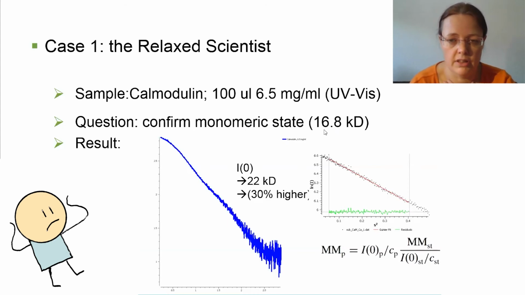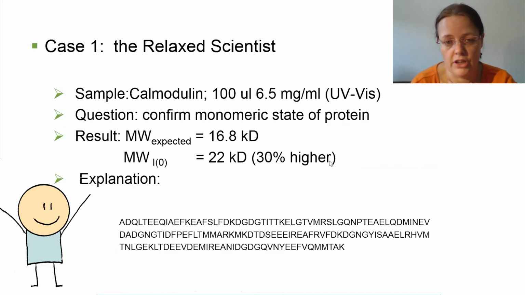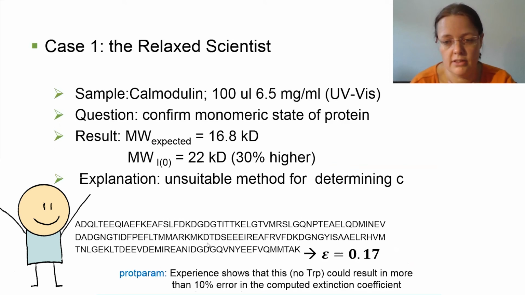So it's not really clear if this is really pure monomeric or maybe a monomer-dimer mixture if you're just looking at these values. And the problem here is that if you're using the I0 value to calculate your molecular weight, you really have to understand your concentration. You have to have a real grip on the concentration that you're measuring. And here's the sequence of calmodulin. If you take a closer look, you'll realize that there are no tryptophans inside it.